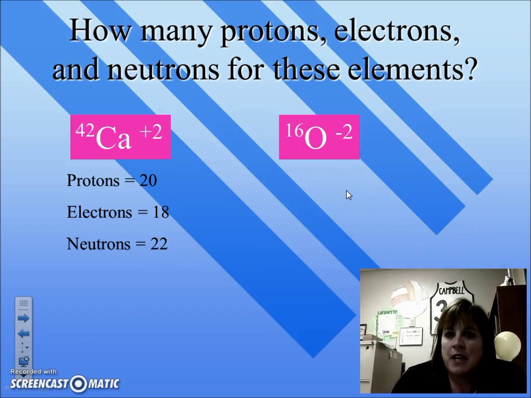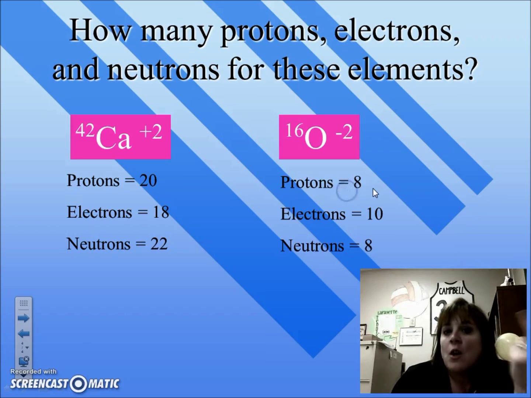All right, how about oxygen? You look it up on the periodic table. How many protons does oxygen have? Well, it has 8. Its atomic number is 8. Electrons: -2 means I am gaining negativity. I'm gaining electrons, so I'm going to add 2 to the 8, and I get 10 electrons. And then to find neutrons, we take 16 and subtract 8, and we get 8.